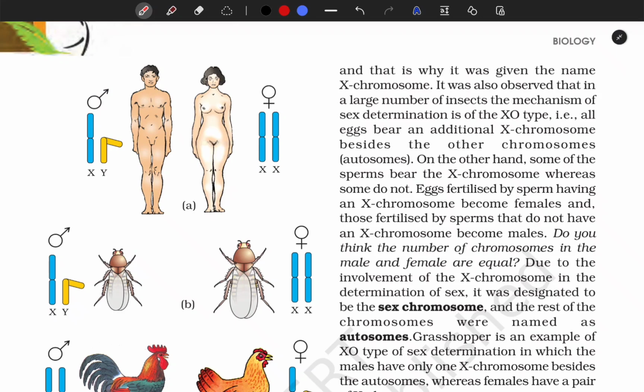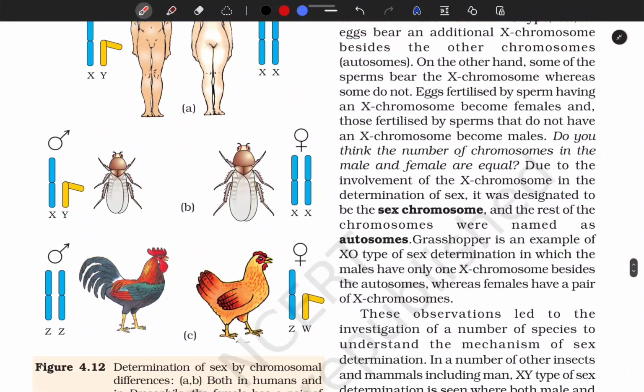That is, all eggs bear an additional X chromosome besides the other chromosomes, that is autosomes. On the other hand, some of the sperms bear the X chromosome whereas some do not. Eggs fertilized by sperm having an X chromosome become female, and those fertilized by sperms that do not have an X chromosome become males. Do you think the number of chromosomes in the male and female are equal?